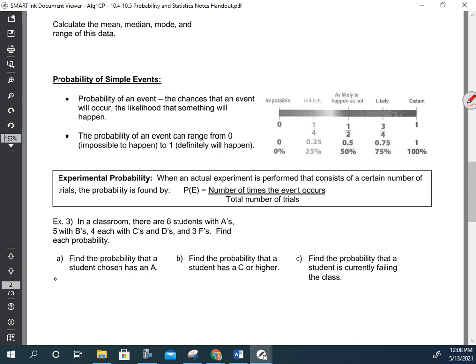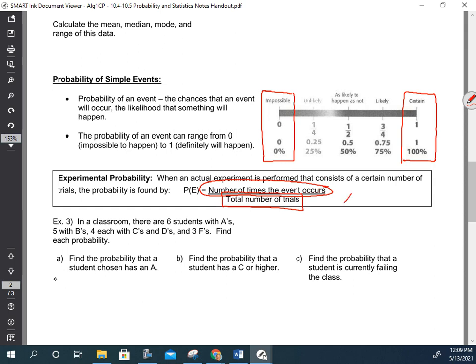So the probability can either be 0, that means it's impossible. It's never going to happen. To 1, that means it's absolutely going to happen. It's either never going to happen, it's going to happen, or it's somewhere in between. So to find the probability of something, you take the number of times the event occurs, divide it by the total number of times it happens. So that's how you find probability.